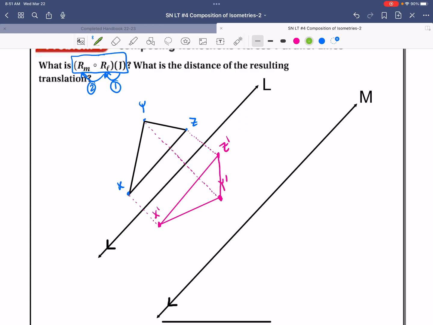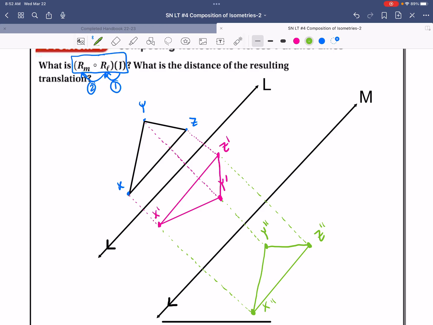Now we're reflecting over M, so it's going to be a ways away. There's Z double prime. Y double prime. X double prime. And then we're back to the orientation that we originally had. There you go. That's how you do that.